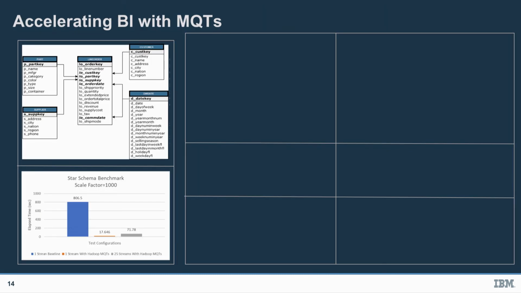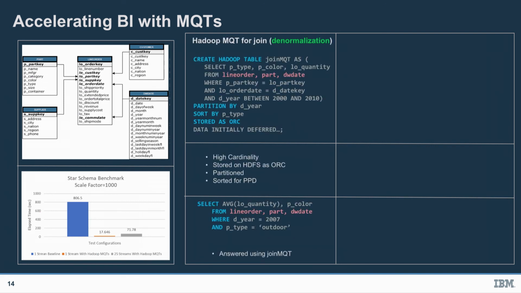So let's see how materialized views look in a concrete example in Big SQL. There are 2 kinds of materialized views or cubes in Big SQL. The first one is Hadoop materialized views. We call them MQTs, materialized query tables. I think that the term materialized view was copyrighted at the time, so we couldn't use it.